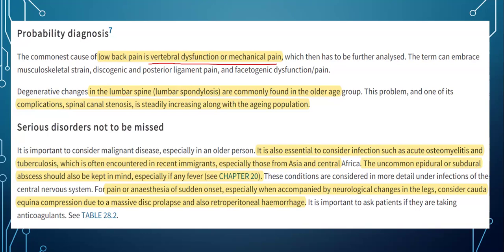But there are lots of causes of back pain. Some patients can have lumbar degeneration, which is lumbar spondylosis, common in elderly patients. Serious disorders should not be missed. You should not forget that it could be osteomyelitis, which is infection of the bone marrow, or tuberculosis, especially in immigrants from Asia and Central Africa. We should also remember sudden onset of back pain with fever and chills in IV drug abusers. Think about epidural or subdural abscess.